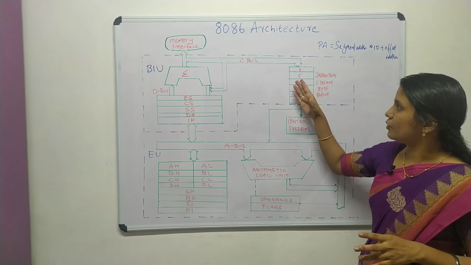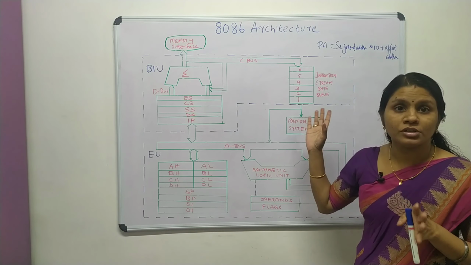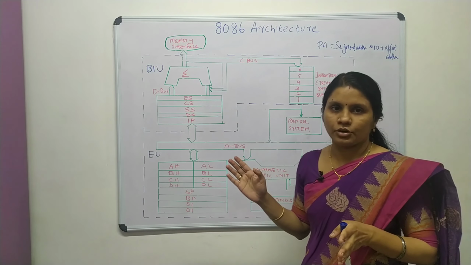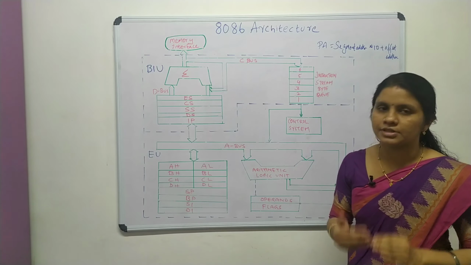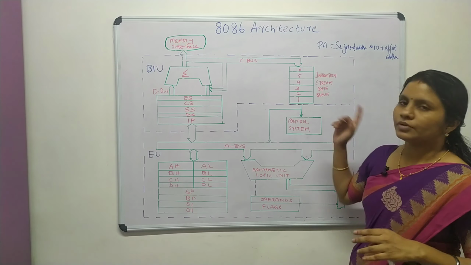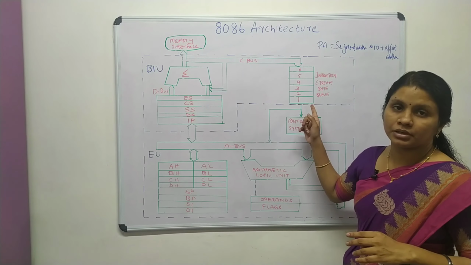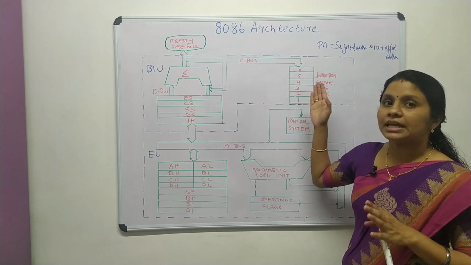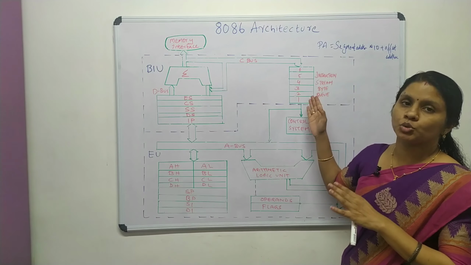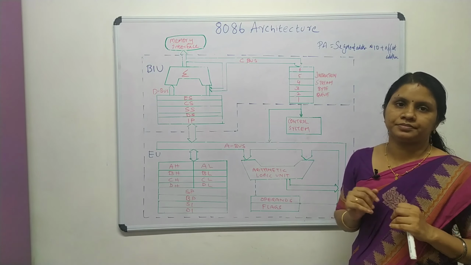Okay, queue. And why this queue? Because a queue is first in first out. The fetched instructions should be executed in first in first out manner, right? So that is why we have a queue here. So this 6 byte queue implements pipelining.